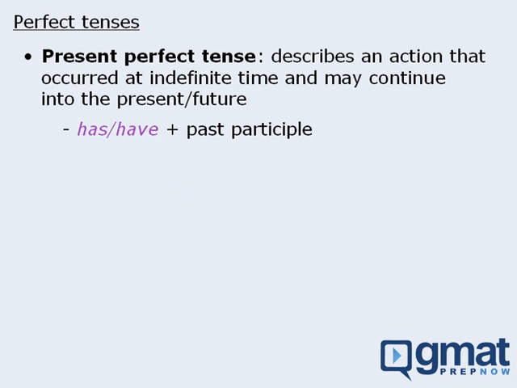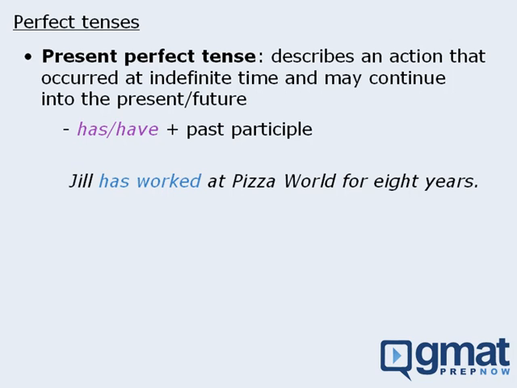Now, the second reason we call this the present perfect tense is that it can be used to describe actions that began in the past and continue into the present. For example, in the sentence, Jill has worked at Pizza World for 8 years, we can see that Jill has worked at Pizza World in the past and that this action continues into the present.